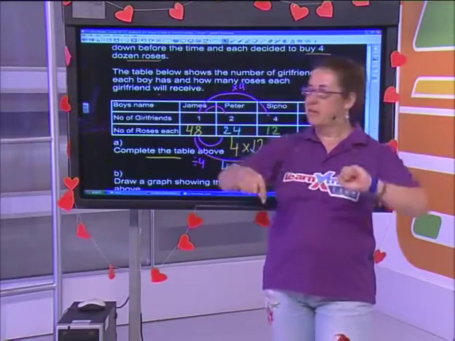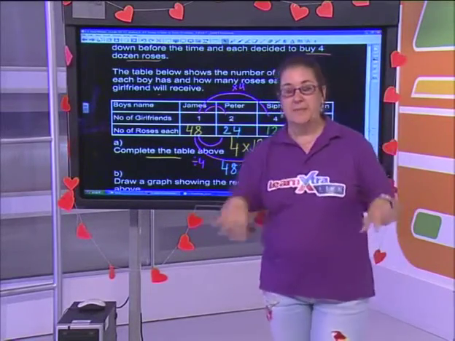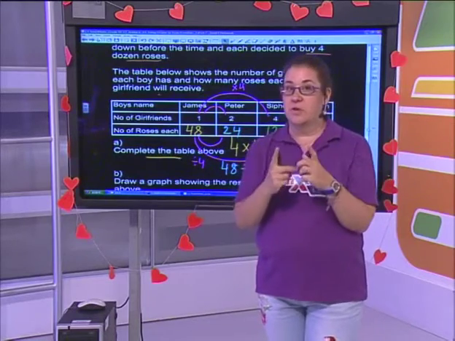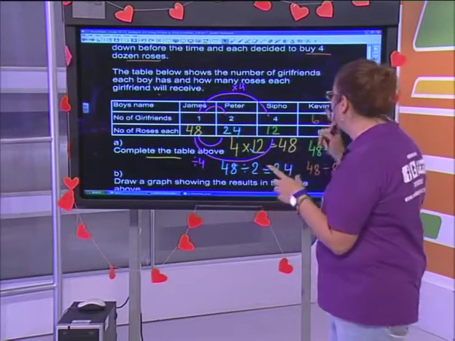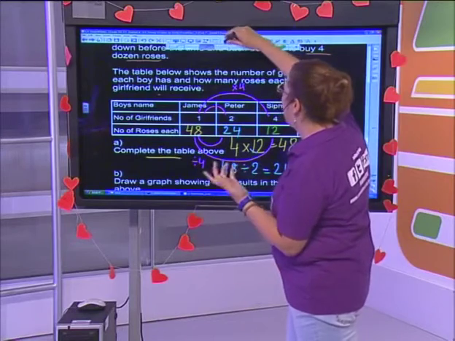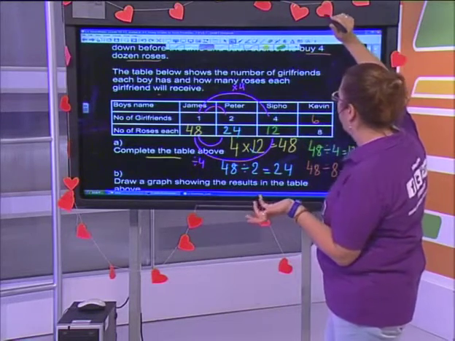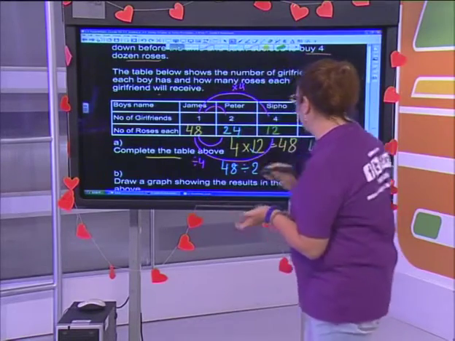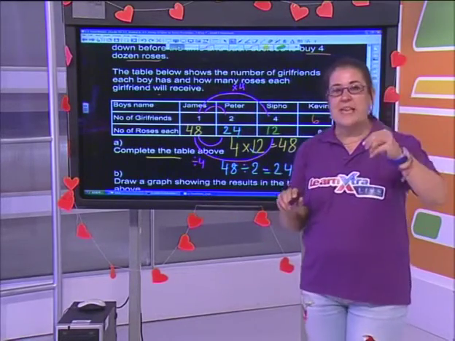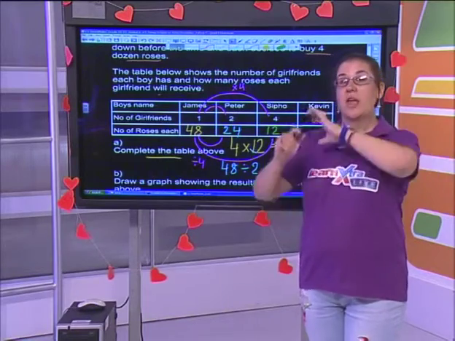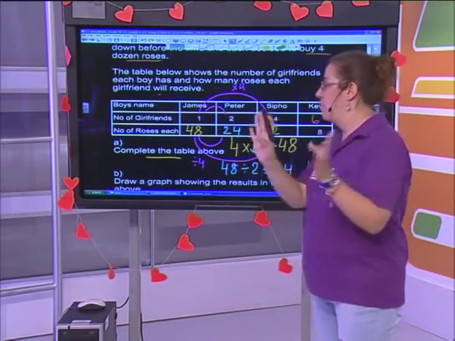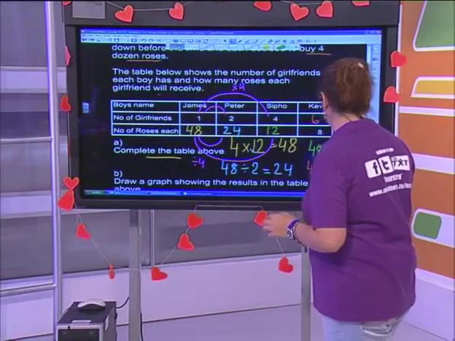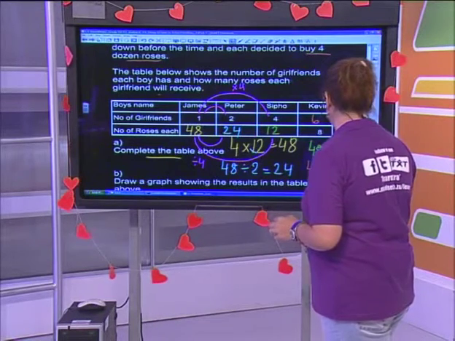So let's go back to our table. As we've been discussing, this is an inverse relationship, an inverse proportion. Now, if I had another boy, and let's say he decided that he wants to give 1 rose to each person. So we're going to make this 1. We're going to add another little bit to our table.